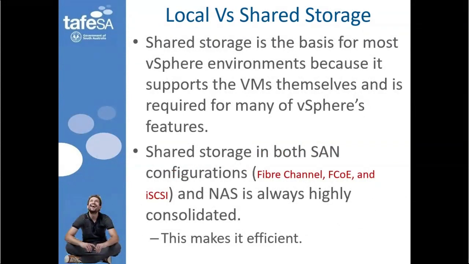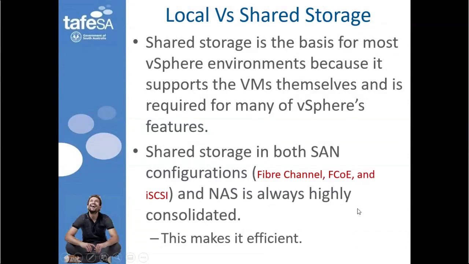Shared storage is the basis for most vSphere environments because it supports all the VMs themselves and is required for many of the features we talked about. Shared storage comes in both SAN and NAS configurations. In SAN configurations, you can use Fibre Channel, Fibre Channel over Ethernet, or iSCSI. These are SAN type connections. Or you can have a NAS. NAS is not preferable. With NAS you can use NFS. You can use SMB, CIFS, which is the old name for SMB.